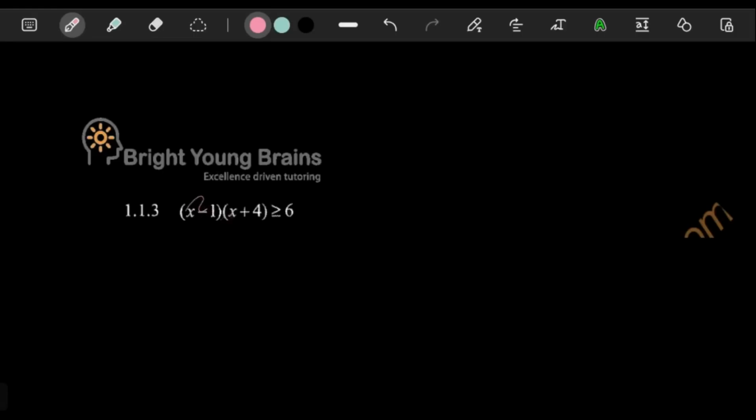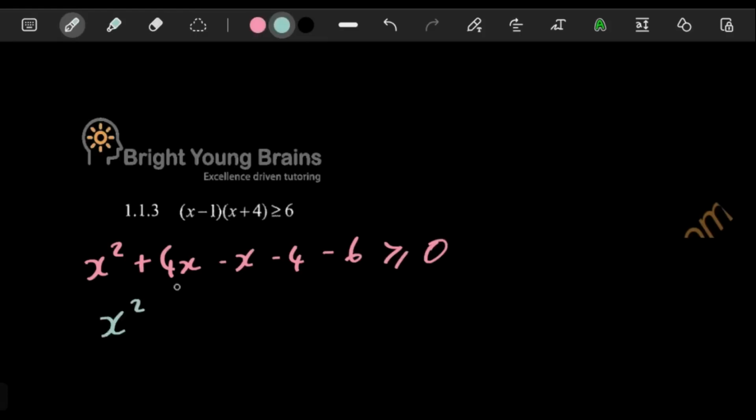So what that's going to look like is x times x, right, is x squared. X times the 4 is 4x. And then negative 1 times x is like negative x. Negative 1 times 4 is like negative 4. And then the 6 goes over, that's going to be like negative 6. This is equal to 0. And then what you already know is that there's x squared here. 4 minus 1 is like what? 3, right? Negative 4 minus 6 is like negative 10.